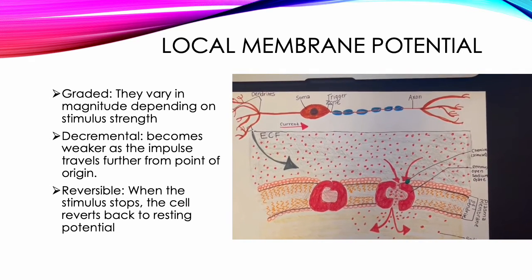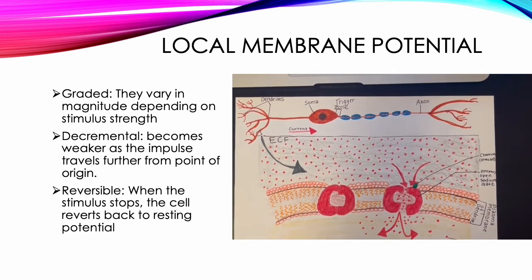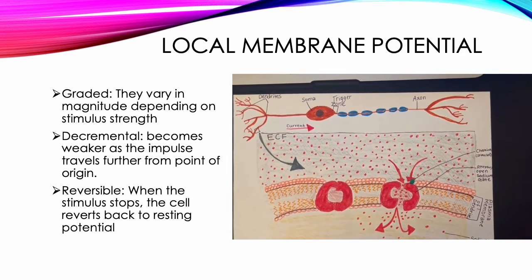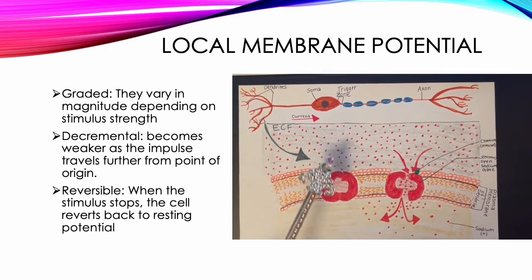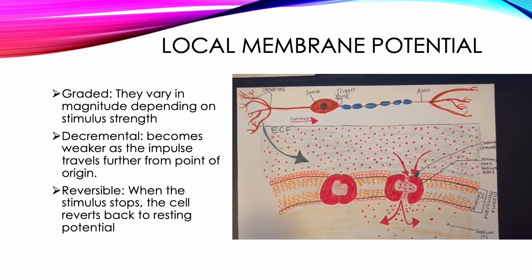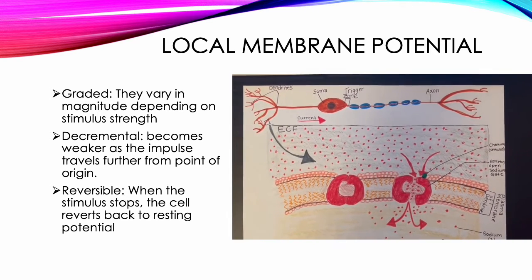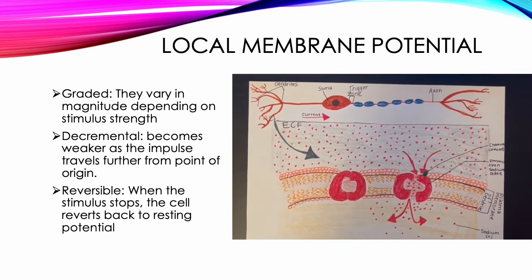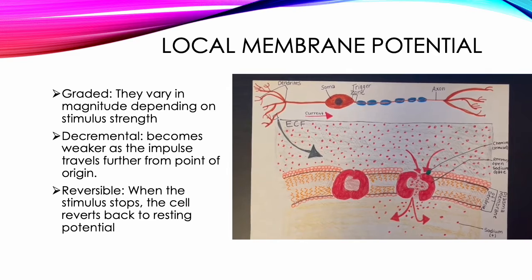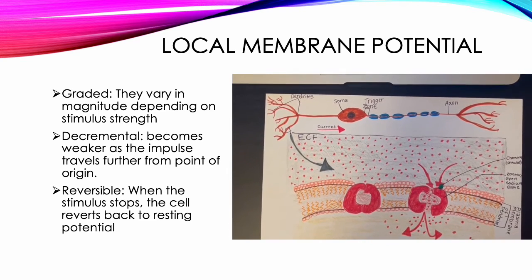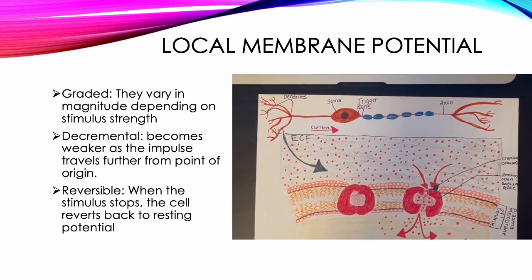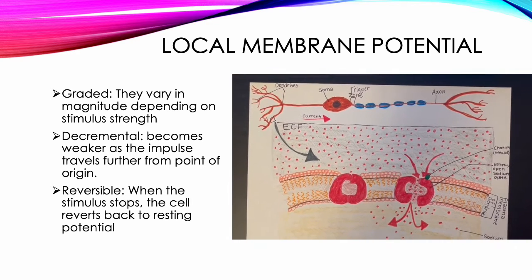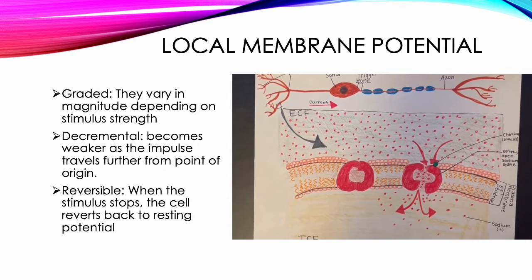The opening of the sodium gates is so strong, and also the diffusion of sodium ions will cause the neighboring sodium gates to open as well. Local potentials have three specific characteristics that differentiate them from other potentials. They are graded. That means that they vary in magnitude, which is dependent on the stimulus's strength.